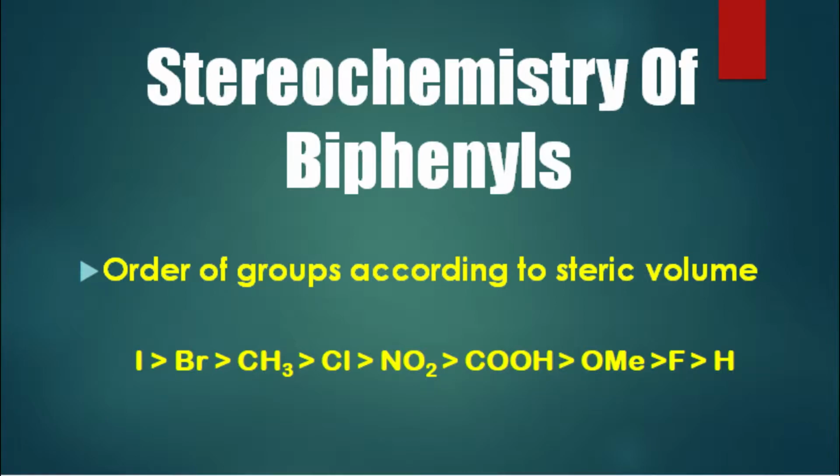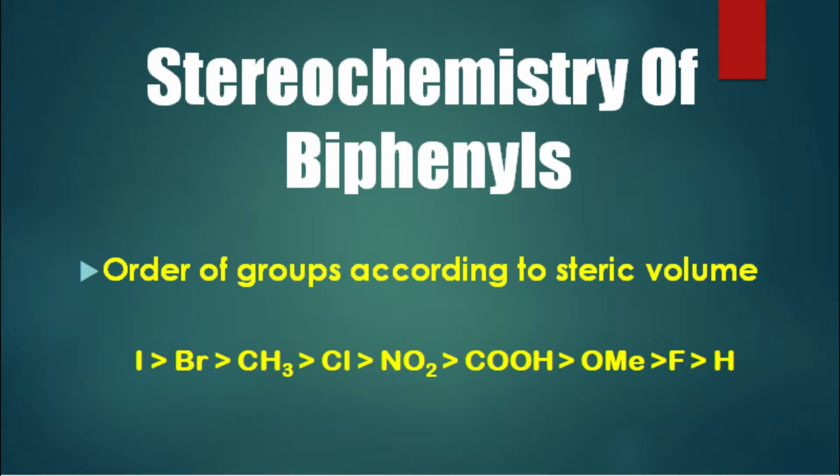This simply means that groups like iodine, bromine, methyl or even nitro, if present in the ortho positions of the biphenyls, will restrict the CC bond rotation around the sigma bond which connects the two phenyl rings. But the groups which are lower in the order, like methoxy, fluorine and hydrogen, if present at the ortho positions of biphenyls, cannot restrict the CC bond rotation due to their smaller size. For that reason those biphenyl compounds won't have any chirality.